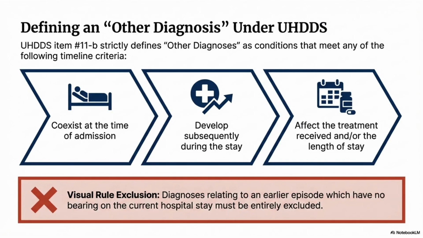UHDDS Item 11b provides a very specific definition of what qualifies as an additional diagnosis. A condition must meet at least one of the following criteria: it coexists at the time of admission, it develops during the stay, or it affects the treatment received or the length of stay. Diagnoses from earlier episodes that have no bearing on the current hospitalization must be excluded entirely.